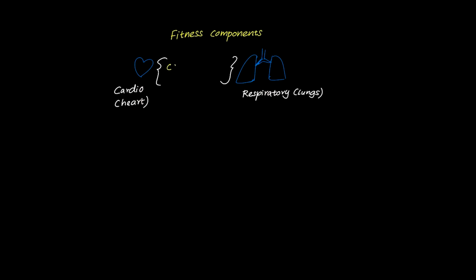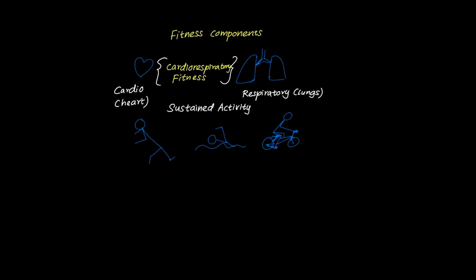A trainer explains that one fitness component involves activities requiring the heart and lungs to supply oxygen over extended periods. These activities improve heart and lung health. Which component is this? Cardiorespiratory fitness. Cardio means heart. Respiratory means lungs. Cardiorespiratory fitness is your ability to sustain moderate to vigorous whole-body exercise for extended periods.